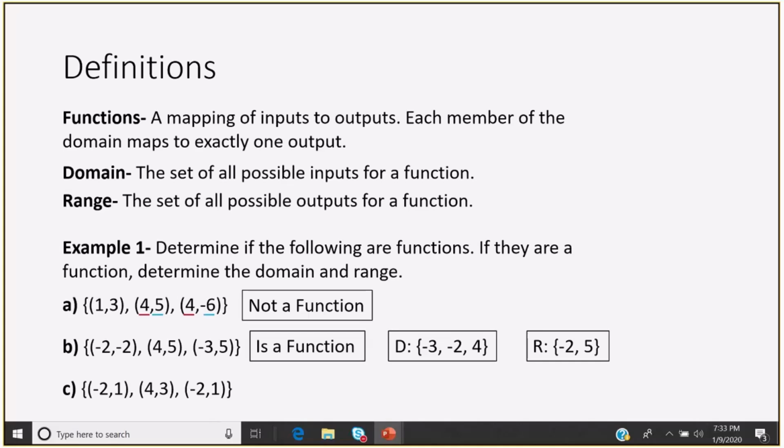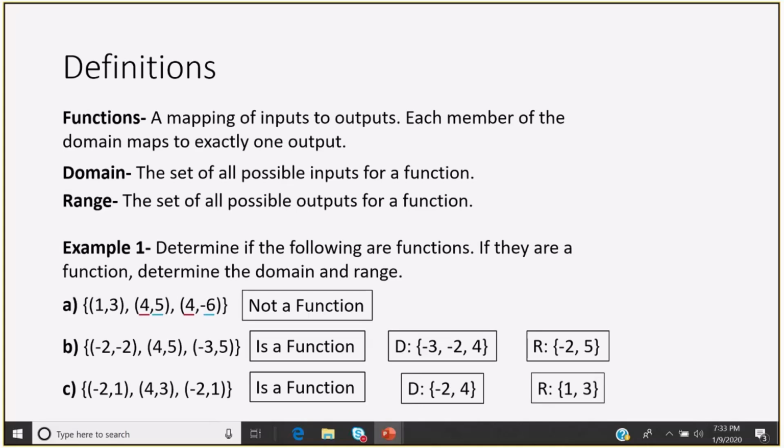Yes, we have repeated inputs. We have -2 and -2, but they're actually being mapped to the same output. So even though it doesn't seem like it's a function, those -2 to 1 and -2 to 1 are just being redundant. The truth of the matter is, no matter what, you're taking your -2 and mapping it to a single output of 1. So it is a trick question. It is a function. My domain is -2 and 4, and my range is 1 and 3.